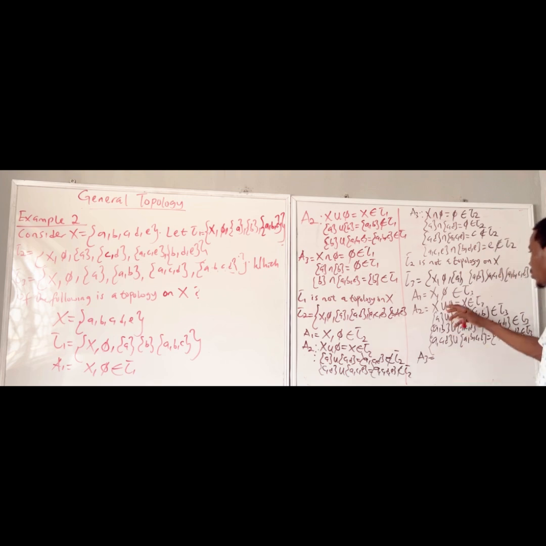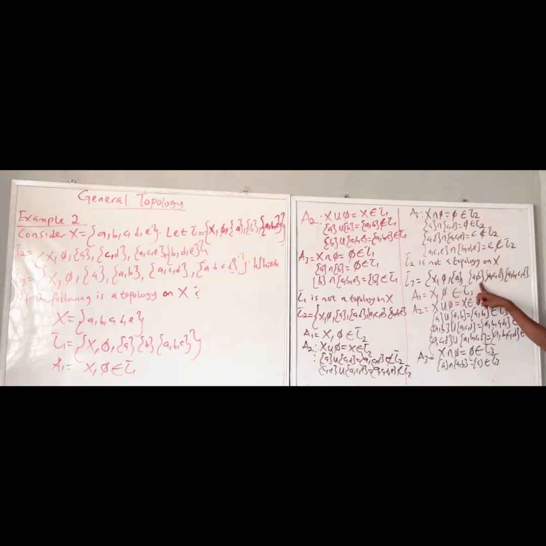Finite intersection. So we have to consider the finite intersection of these. X intersection empty set, we are going to have what? Empty set. Is the empty set present in Tau 3? Yes. It's a member of Tau 3. So we have to consider A intersection AB. The element that is common here, the common element between them is A. Can we find A in Tau 3? Yes, A is a member of Topology 3.